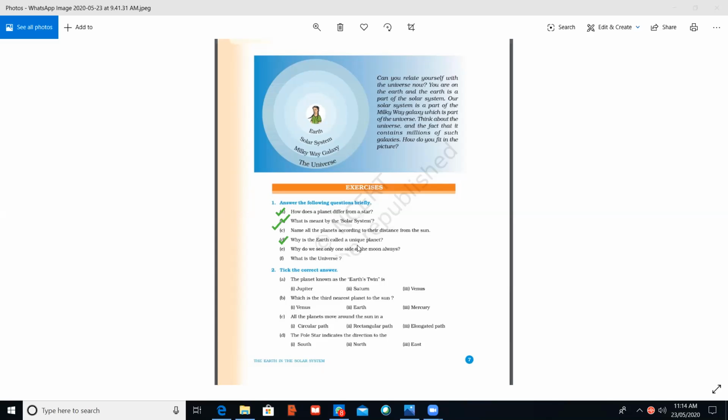Why is Earth called a unique planet? Because it's the only planet where living organisms are found. It gives us suitable conditions for living beings to survive. Why do we see only one side of the moon always? Because of its rotation. Let me show you. For example, this is the moon and this is the earth. Its speed of rotation is equal to that of the earth. That is why we always face the same side of the moon.